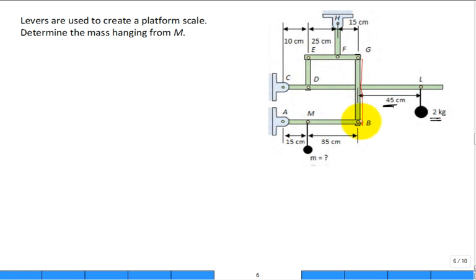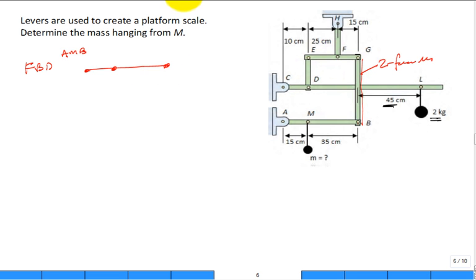It's a two-force member. It can only be in tension or compression. That makes life a lot easier if you recognize your two-force members. Because right away, since this is a two-force member, I can draw the free body diagram of this member AMB. So here's A, here's M, here's B.